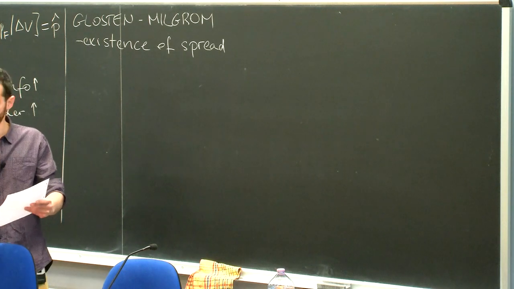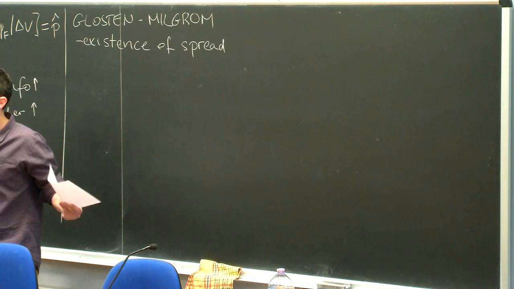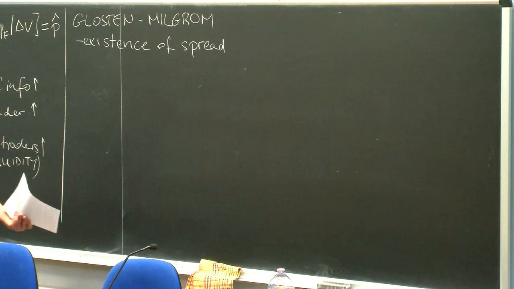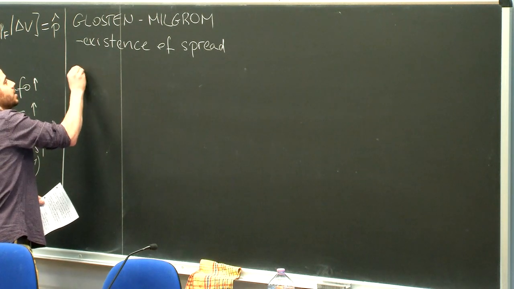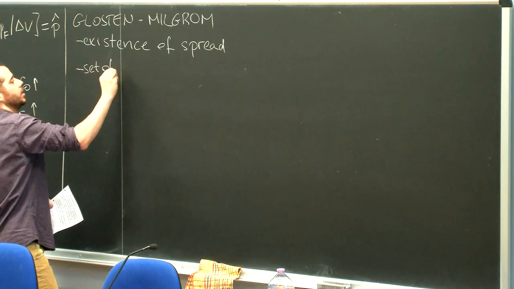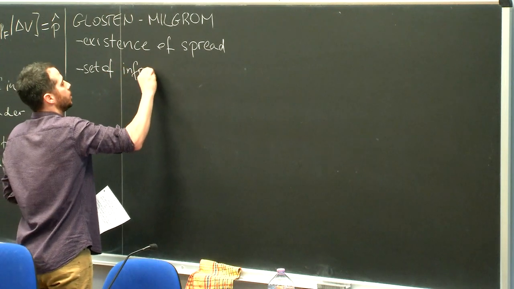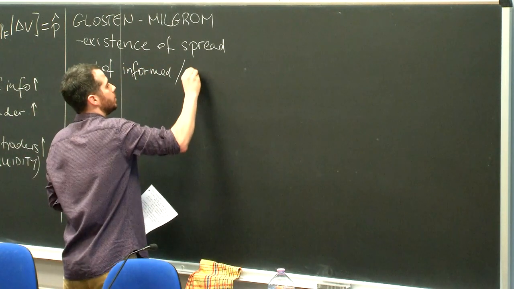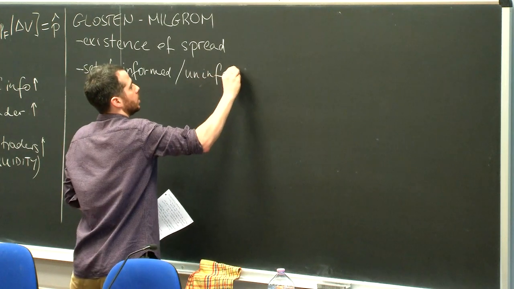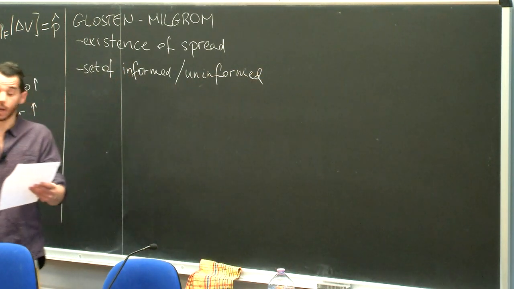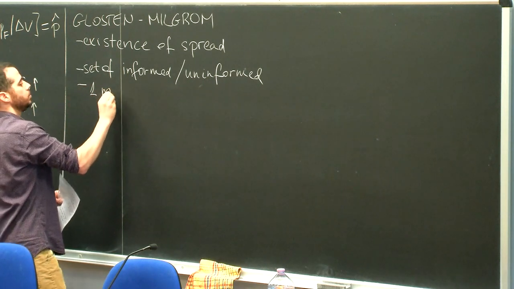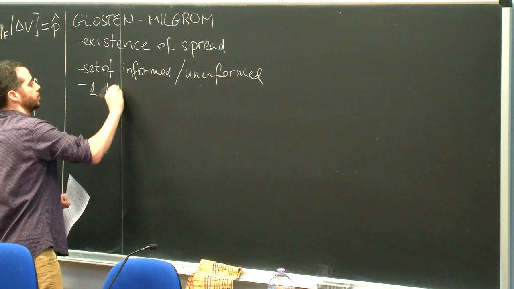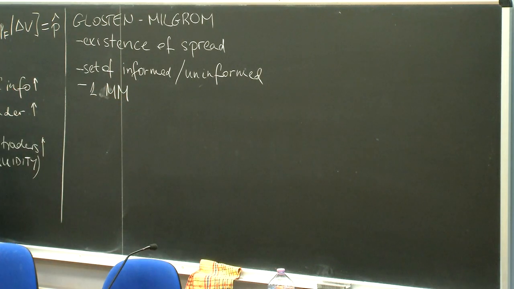The setup is somewhat similar, but it's not that we have one informed, one uninformed trader; there is a set of all these. When I say uninformed and noise, they're synonyms. So there is a set of informed and uninformed traders, I don't know how many, and they all come to trade with one market maker. That's a similar setup. M stands for market maker, and it's more general.